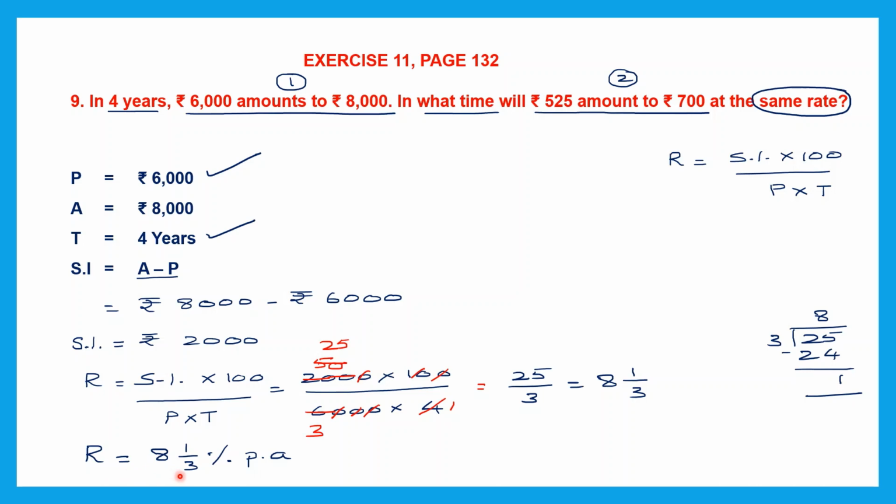Now with the help of this rate, we can find out the second part's answer. That is, in what time will 525 rupees become 700 rupees at the same rate as the previous part. So the rate is going to be the same. So let's do the second part now. Principal is given to us. Amount is given to us. The rate we just found out in the first part, and the question says the rate is the same for the second part also, which is 8 1 by 3% per annum. So we found out the rate.